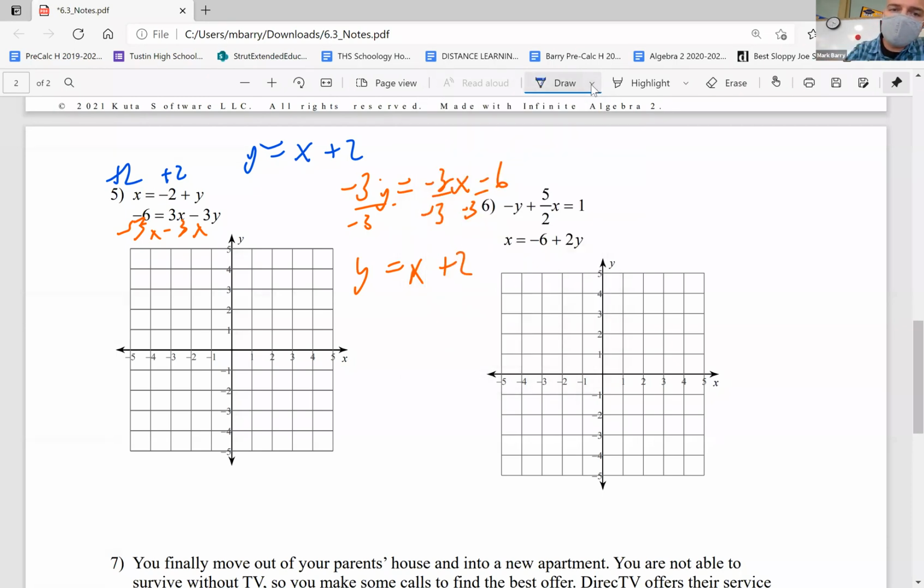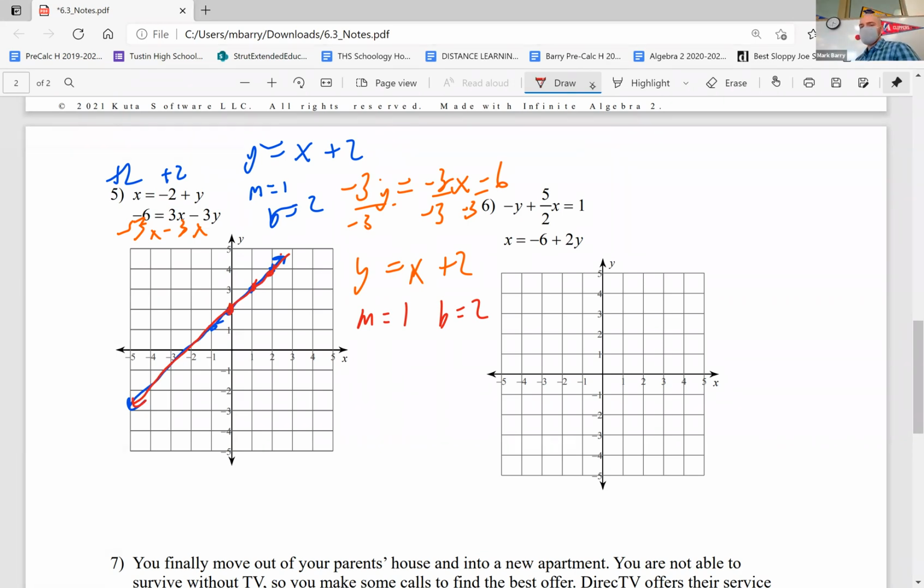Oh, I didn't draw my first line. So my first line, m equals 1 and b equals 2, right? So then my other line, m equals 1 and b equals 2. So there we go.